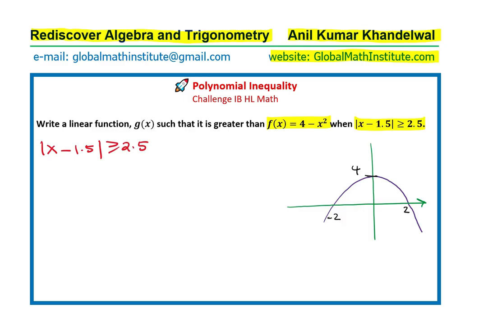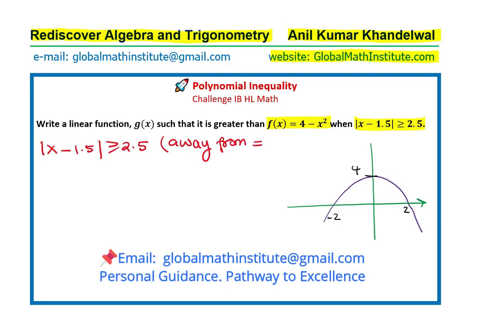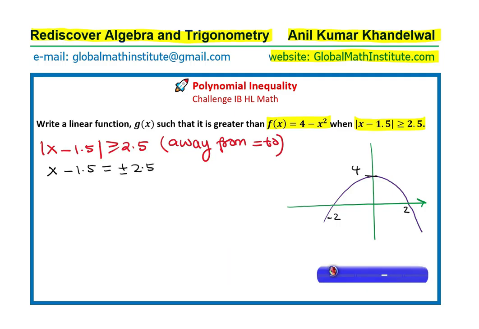We have also discussed that when the absolute value is greater than, from the equal to points, it is away from. So, away from equal to. Let me write that. Perfect. So that helps us to simplify this a bit. Instead of solving as an inequality, we'll solve as an equation: x minus 1.5 equals plus minus 2.5. That is a huge tip for most of the students who want to save time in solving problems.